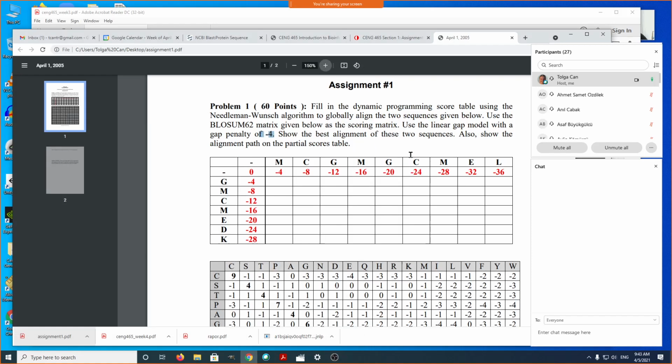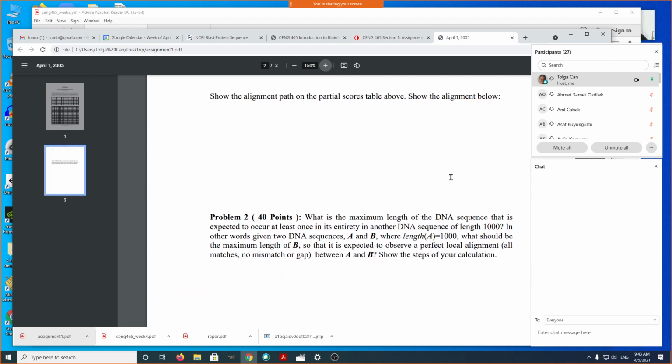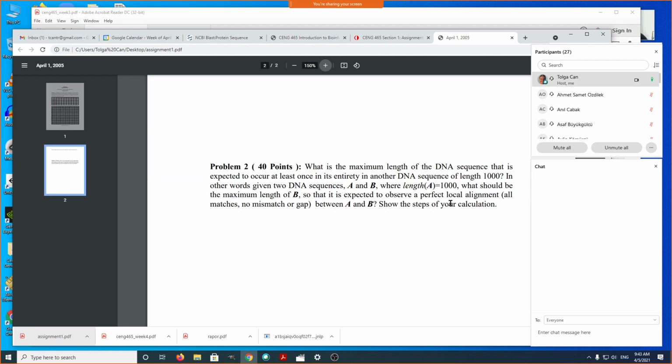So yeah, the first question is really straightforward. The second is a little bit tricky, but it's not so difficult. You may need to find an approximate answer. It may be a difficult mathematical equation because not both of the sequence lengths are given. We are given the length of one of the sequences, and our goal is the other sequence. What is its expected length if we are going to find it in its entirety in the other sequence?